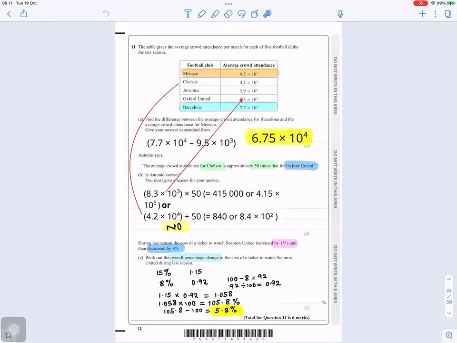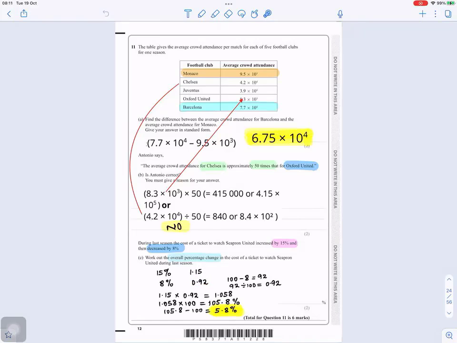During the last season, the cost of a ticket to watch Cyprian United increased by 15% and then decreased by 8%. Work out the overall percentage change in the cost of a ticket during last season. 15% is 1.15. You add 100, 15 plus 100, and you divide by 100. 8% is 0.92. 100 minus 8 is 92, and you divide by 100. 92 divided by 100 is 0.92.